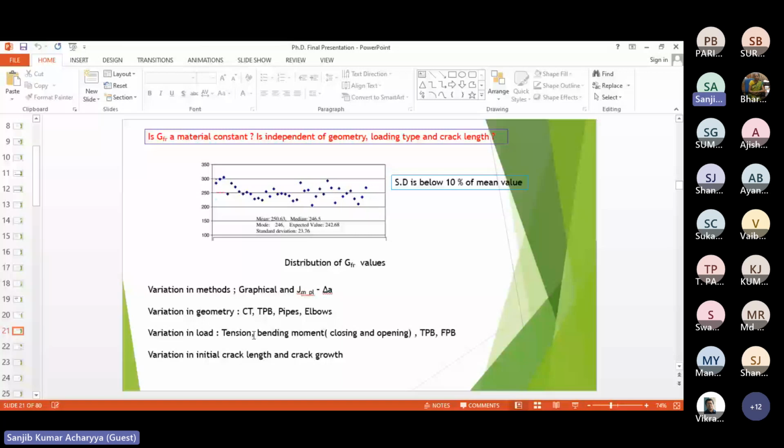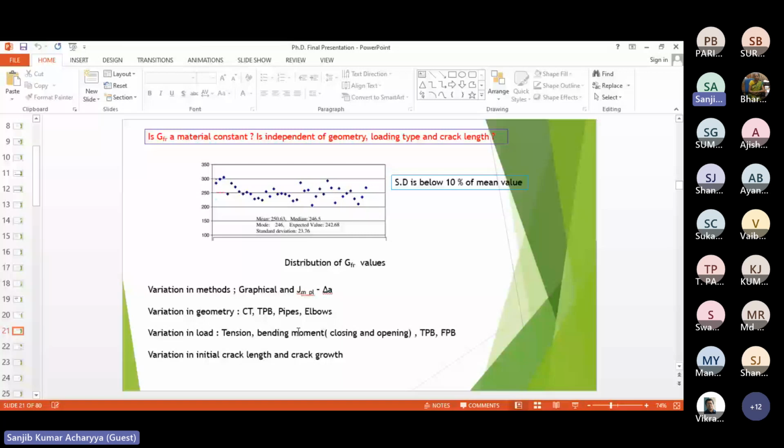Load varies, tension, bending moment, closing, opening, and variation also in initial crack length and also the crack extension. So with all these possible variations, we try to disturb GFR. If it depends on all these parameters, it is anticipated that the scatter will be of some higher value. But here, the standard deviation is restricted within 10% of the mean value. So with this idea, we thought that there is a possibility of GFR to be a material constant.